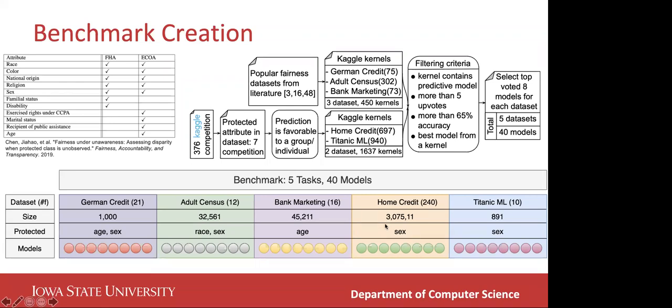This one is also financial data, and this data set contains data related to loan applications for individuals who don't have credit histories, or who cannot get a loan from traditional banks. Here the target is to predict whether an individual will repay the loan. And finally, we have the Titanic machine learning dataset, which contains data about passengers of the Titanic. The target is to predict whether the passengers survived the sinking of the Titanic or not. Here, the protected attribute is sex. So on these 5 different tasks, we have collected 8 models from each of these tasks, and then we have done our fairness analysis on this data set.